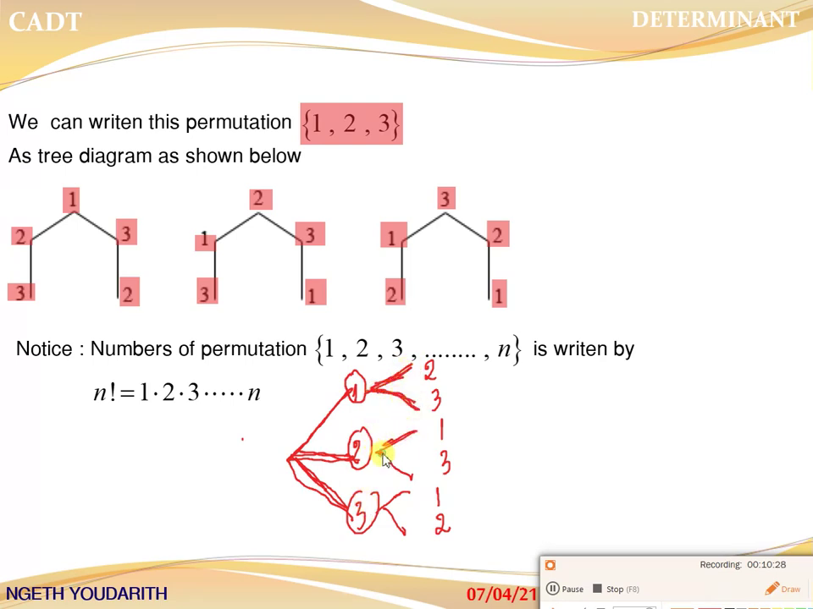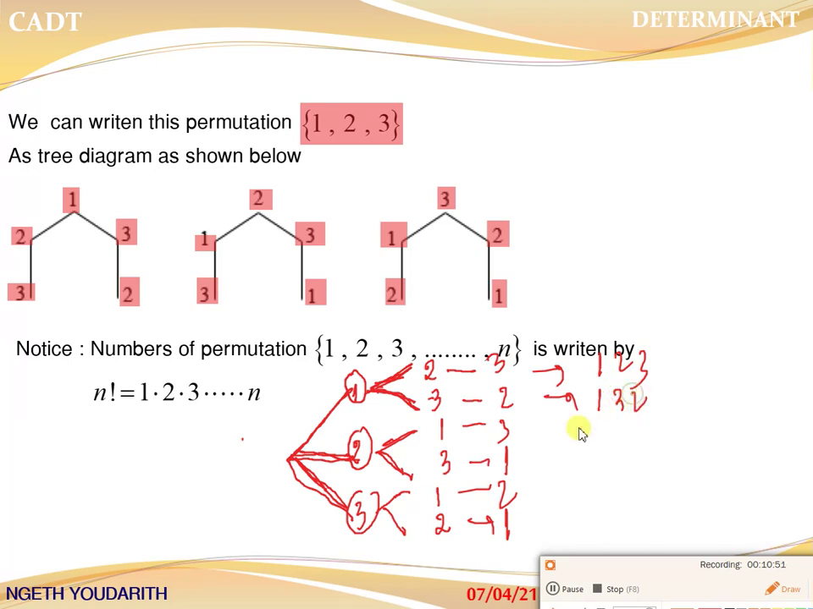We have 2 branches. After 2 branches, we have 1 branch. 1 branch means 1, 2, and you don't have 3. 1, 3, you don't have 2. This one, you don't have 3. This one, you don't have 1. This one, you don't have 2. This one, you don't have 1. So you get the result 1, 2, 3.